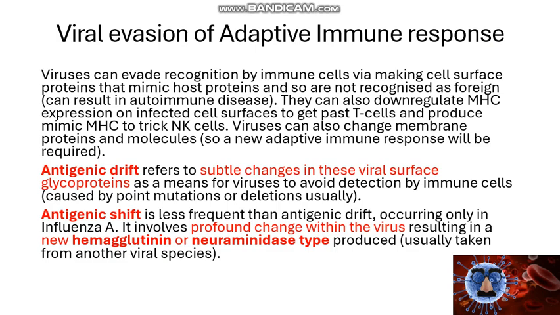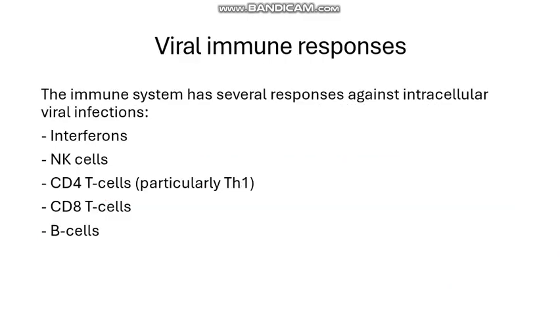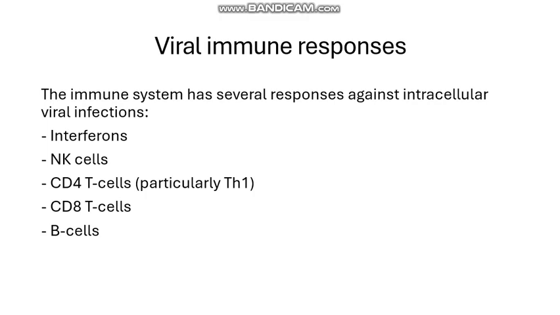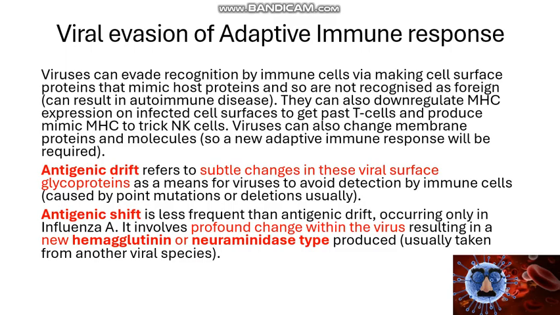So the important part of this one: we've talked about the different mechanisms that the adaptive immune system uses to deal with viruses in the viral immune response. But viruses don't want to be dealt with. They want to be able to proliferate, infect cells, and then spread. So they come up with mechanisms of their own to try and get past these mechanisms of the adaptive immune system. And we're going to take a look at them now.